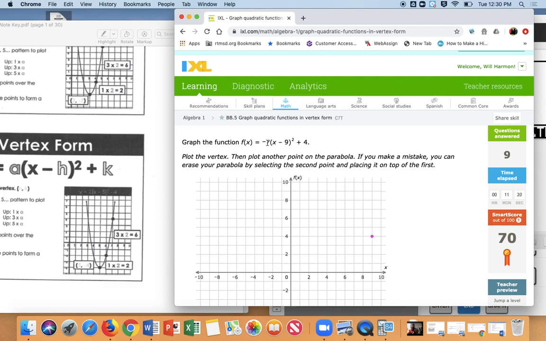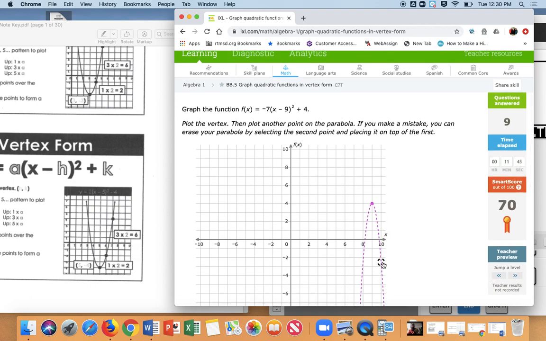Now I know it's opening down. So let me pick a value that is 1 unit away from 9, 10. So let's plug 10 into this. 10 minus 9 is 1. 1 squared is 1. So negative 7 times 1 is negative 7, plus 4 is negative 3. So I'm going to have the point 10, negative 3.